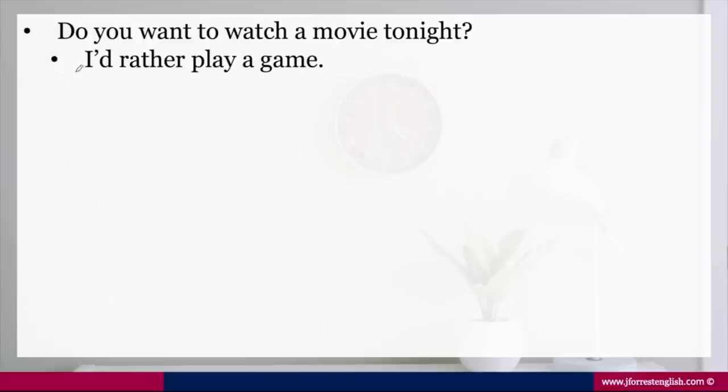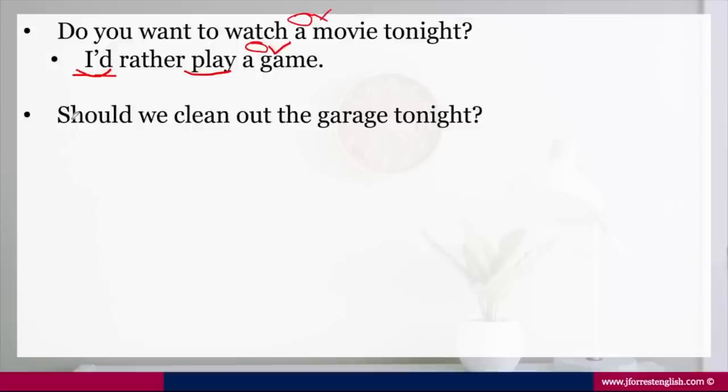So notice, subject, would, this is commonly going to be a contraction by a native speaker at least, and I encourage you to use the contraction as well. I'd rather, and now what do we have? Base verb. I'd rather play a game. So we have our two activities, watch a movie, play a game, and they want to do this one more than this one.